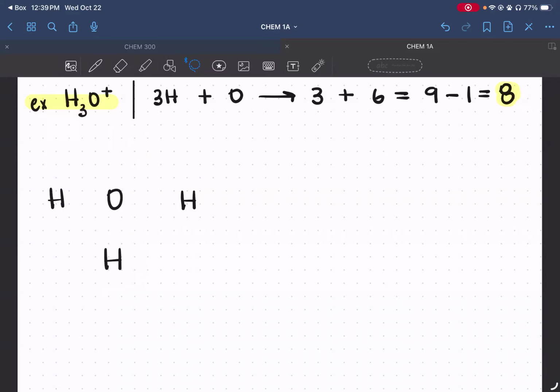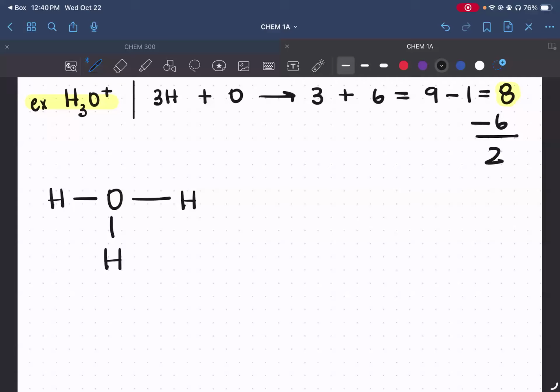Connect each outside atom to the central atom with single bonds. 3 single bonds means that we have currently explained 1, 2, 3, 4, 5, 6 electrons. So we're left with 2 to explain.